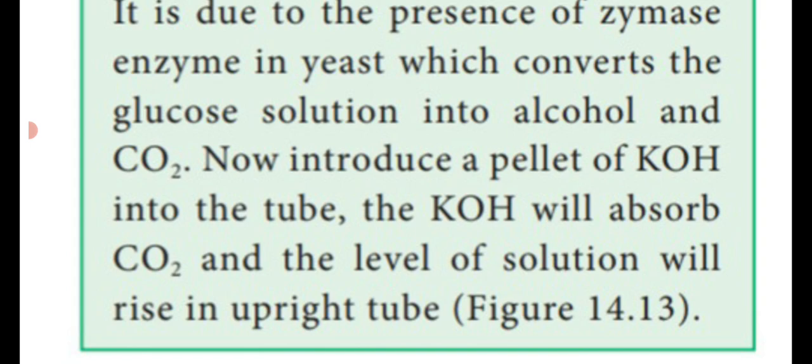Now we can open the glass tube and add KOH crystals. KOH is a good absorber of carbon dioxide, so it absorbs all the carbon dioxide gas which is produced in this reaction. Due to this, the glucose level comes back to the original position in the upright glass tube, which indicates that anaerobic respiration has taken place in Kuhne's fermentation tube.